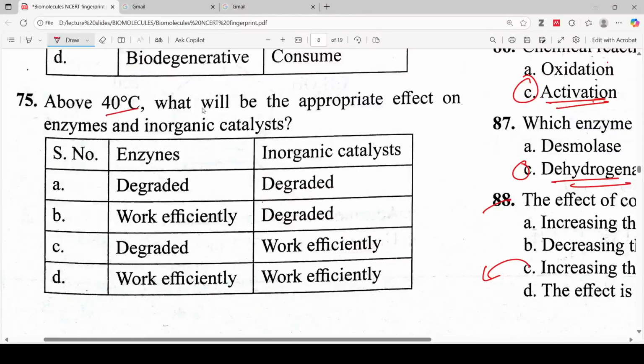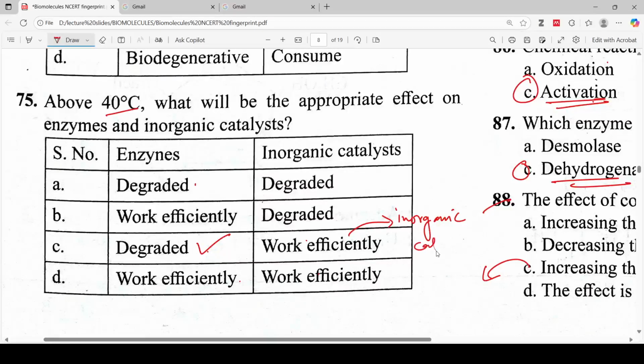Above 40 degree centigrade, what will be the effect on enzymes and inorganic catalysts? Enzymes mainly work around 37 degree centigrade, but when the temperature is above 40 degree centigrade, the enzyme will degrade, but the inorganic catalyst works efficiently.